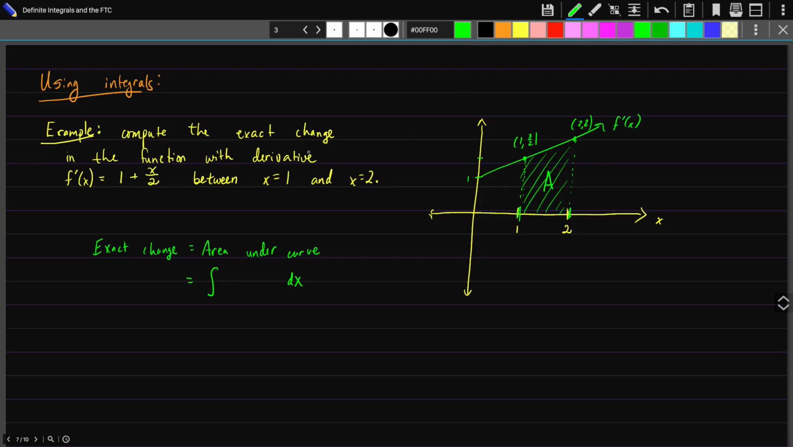So my bounds of integration are going to be x equals 1 and x equals 2. And my integrand is going to be 1 plus x over 2. That's the thing I'm integrating. So the first thing to do here is to find an antiderivative for 1 plus x over 2.